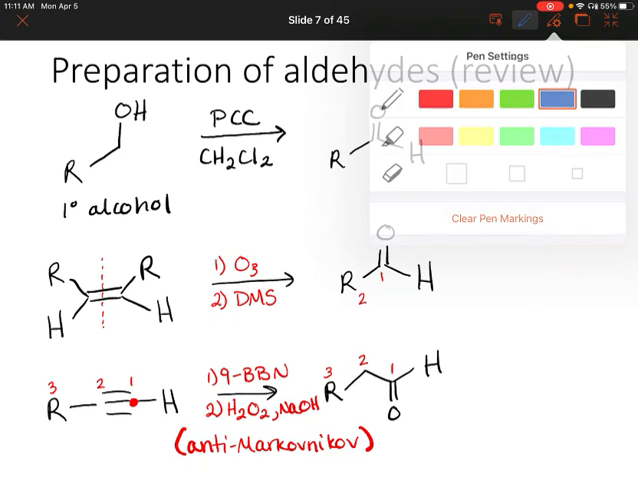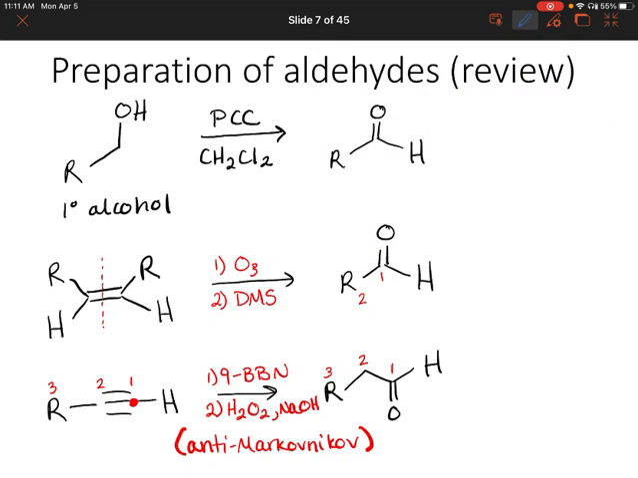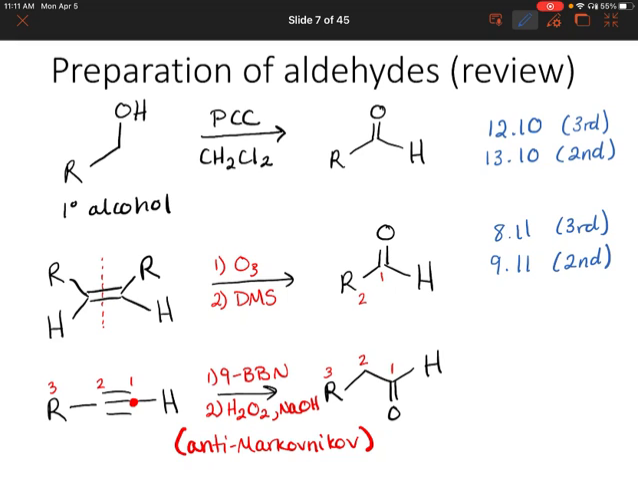So if you want to go back and review these, the first reaction is in section 12.10 if you have the third edition of the textbook, and 13.10 if you have the second. The second reaction you can find in section 8.11 if you have the third edition, and 9.11 if you have the second edition. And the last one is in section 9.7 if you have the third edition, and 10.7 if you have the second edition. But let me know if those sections are wrong and I can correct those.